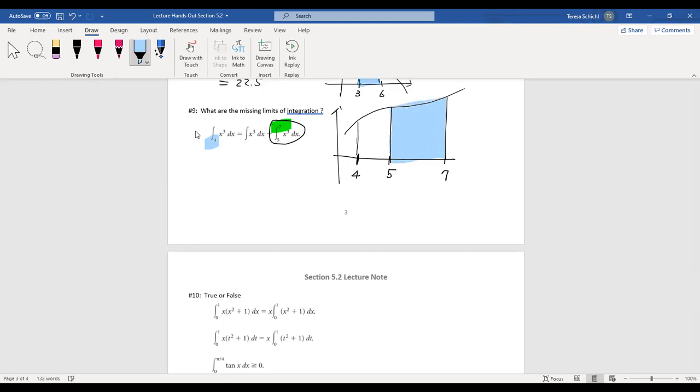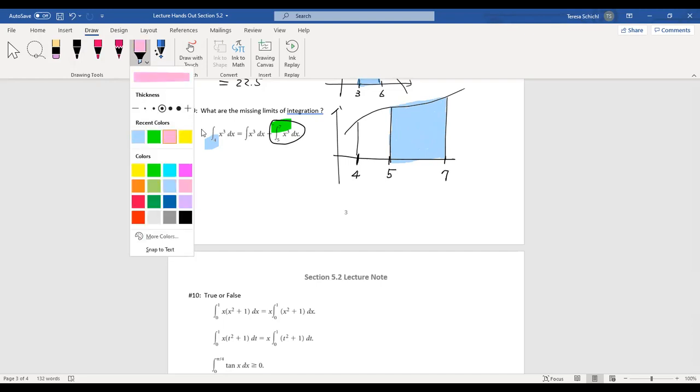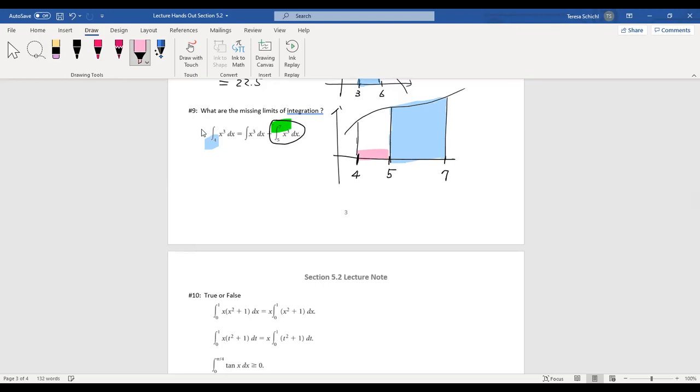In order to find the whole area, I'm missing this part, right? So this part is from where to where? This part is from 4 to what? 4 to 5 here, right? So that's why I can write this one as 4 to 5. And then this one is from 4 to 7. So 4 to 7, you can break it into one subinterval and another subinterval here.